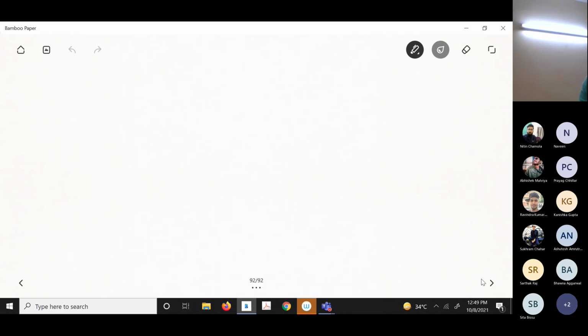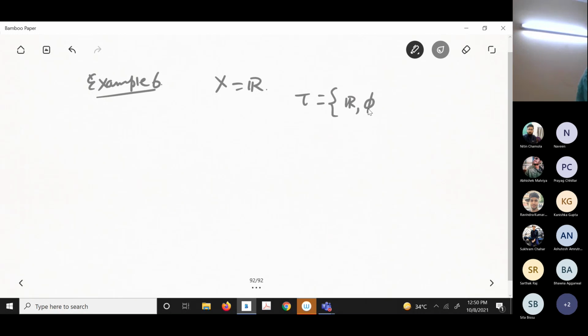Before that, example 6, you go. I have taken X equal to R, and tau we are giving this: the whole set and the empty set, and Q you are taking the set of rationals and its complement P. This will give you a topology. You can easily check that it is a topology. Of course, it is bigger than the trivial topology and smaller than the discrete topology. But you can see that this is not comparable to R.